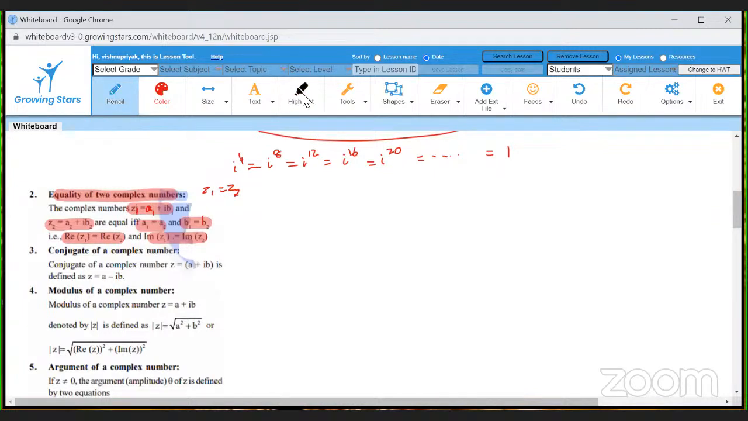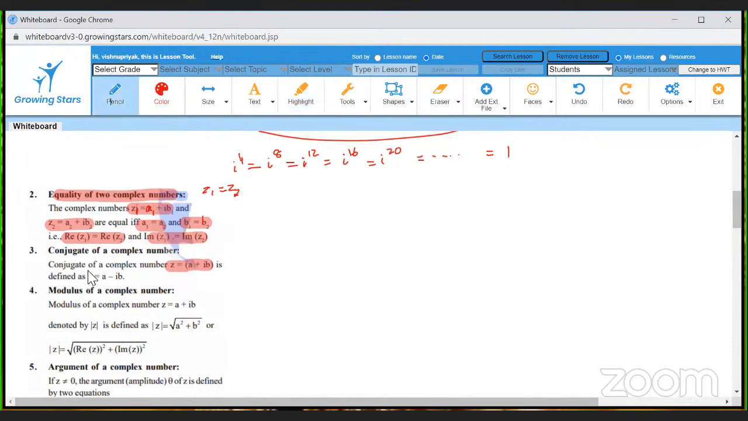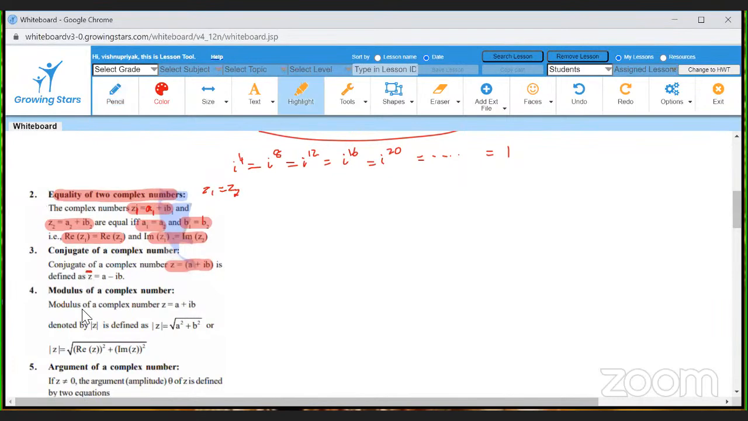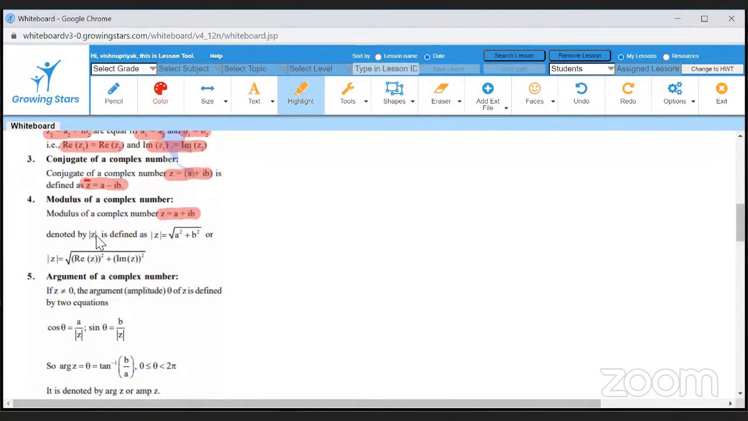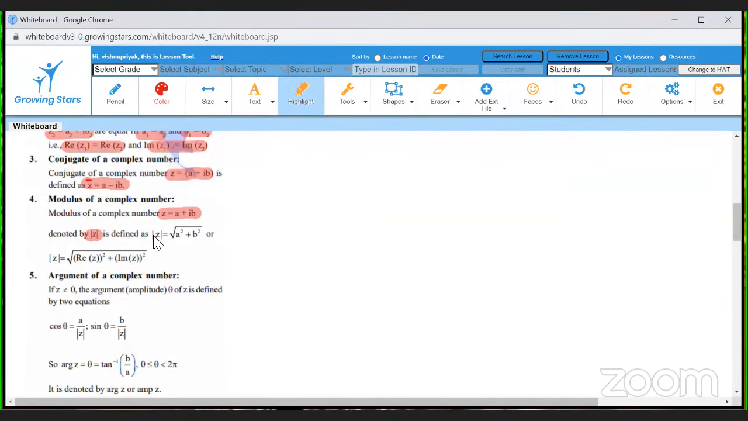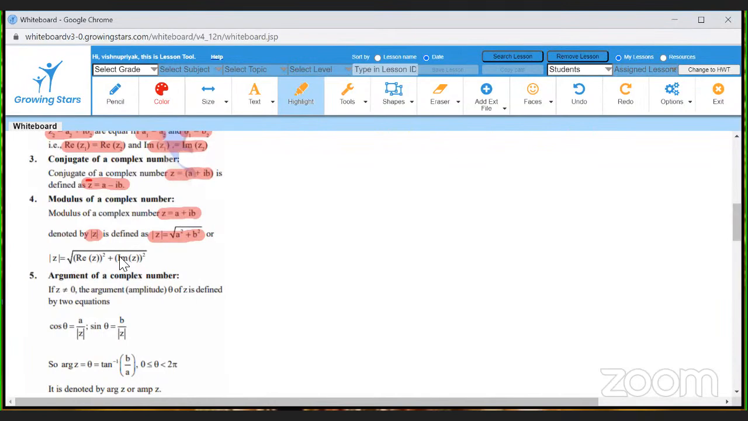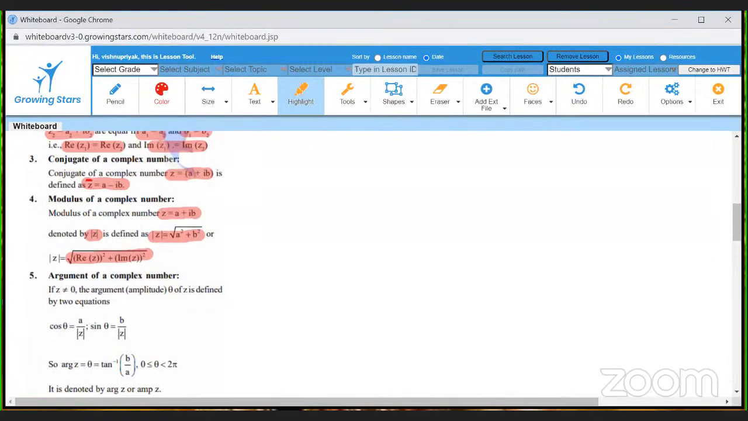Next is conjugate of a complex number. If this is the complex number, the conjugate, Z bar, is given as a minus i b. Next is modulus. If Z is the complex number, modulus of Z is given as square root of a squared plus b squared. That means square root of real part of Z whole squared plus imaginary part of Z whole squared.